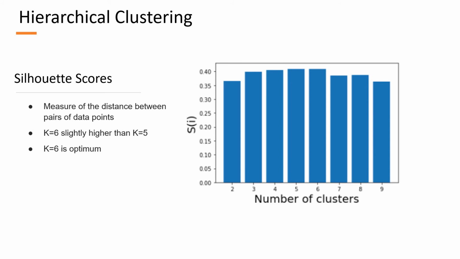Next, we ran various agglomerative hierarchical clustering models using k equals 2 to 9 and compared the quality of the models using silhouette scores. In clustering analysis, silhouette scores can be used to measure and evaluate the separation or distance between the created clusters. The closer the value to +1, the more accurate the number of clusters. Based on the silhouette scores, k equals 6 seems to create the optimum number of clusters.